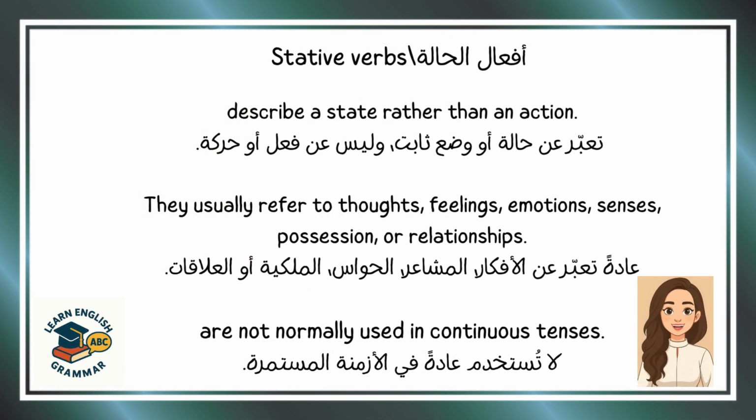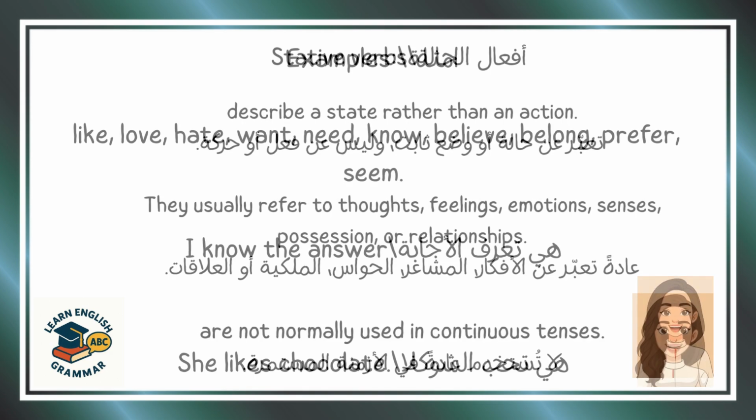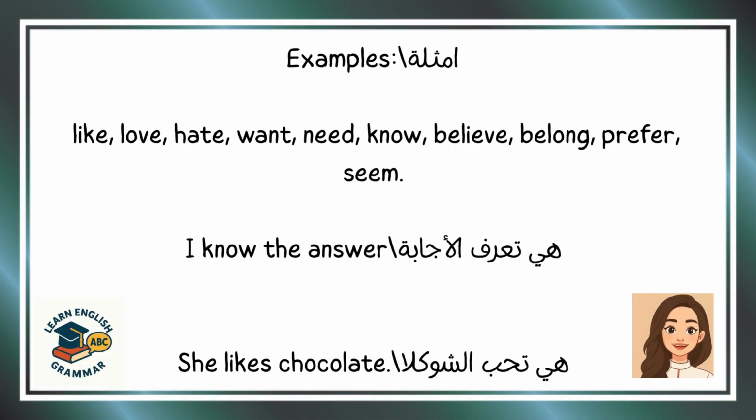Stative verbs describe a state rather than an action. They usually refer to thoughts, feelings, emotions, senses, possession, or relationships. They are not normally used in continuous tenses. Examples: love, hate, want, need, know, believe, belong, prefer, seem. I know the answer. She likes chocolate.